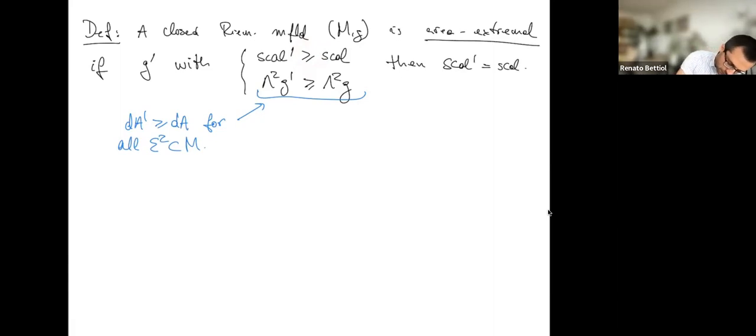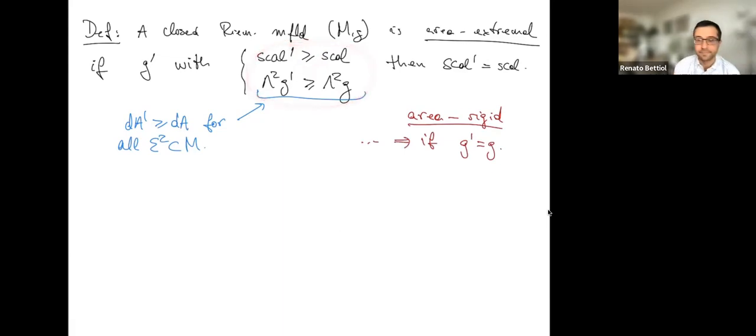And we'll say that it's area rigid. Maybe I'll try to keep that in red. So the stronger notion of rigidity, if you get that g' is actually equal to g, if the metric tensors are the same under the same assumptions. So if the same set of inequalities implies that the metrics actually agree.